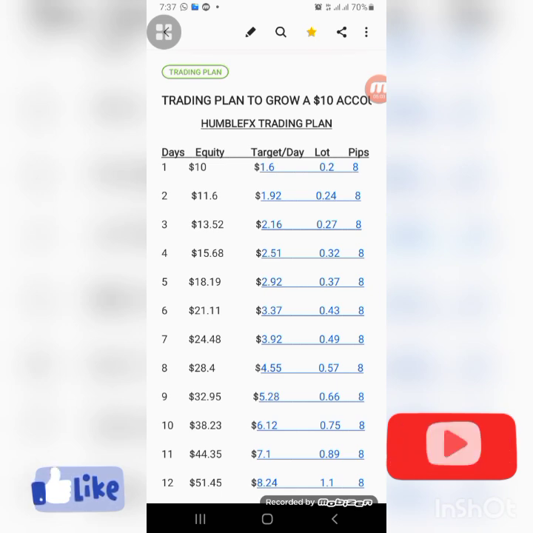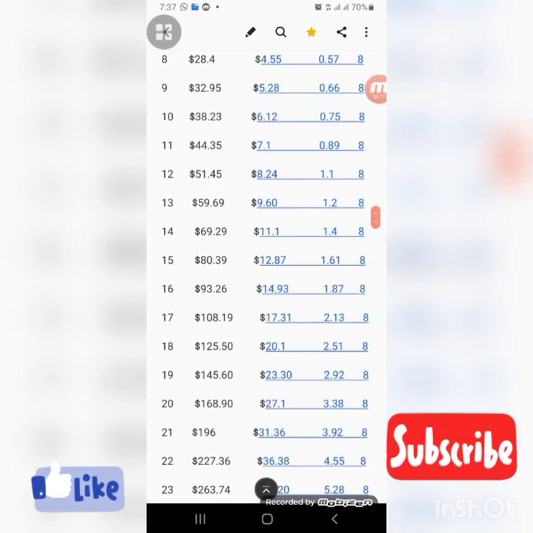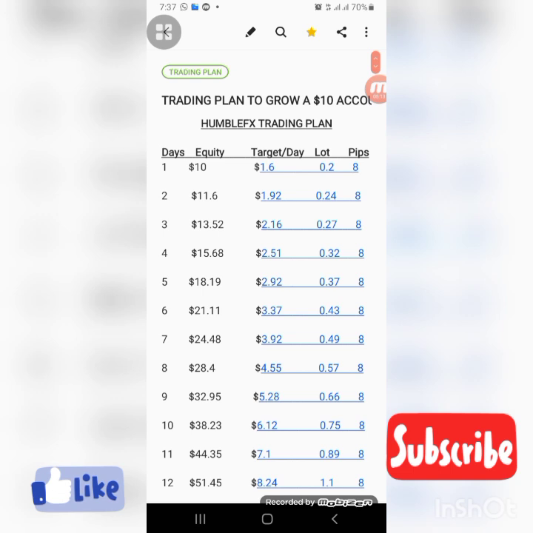Okay, so that's the trading plan that we are going to be using for the 30 days. Of course, I will start. I will do my own starting from that first day. Okay, that is it, guys.